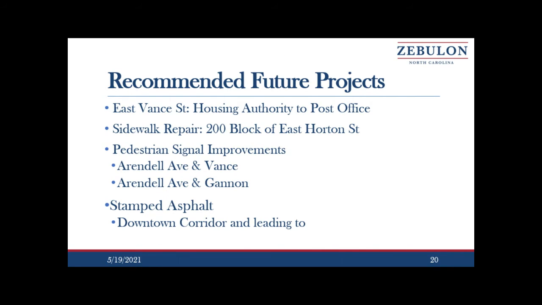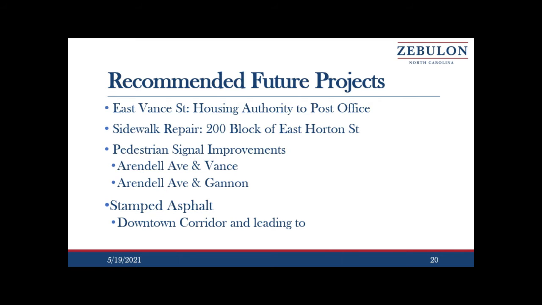And as Joe mentioned, we would like to just give you an idea because our CIP process, you know, that P stands for plan. And so we want to be able to establish a plan for the years to come of what walkability could look like for our community. And so some of the projects that we've recommended for the future, and again, the plan is working, so they can always be addressed based on feedback that we get throughout the year and during the budget process. East Vance Street from the Housing Authority to the post office is an area that we think should be considered for sidewalk opportunity.